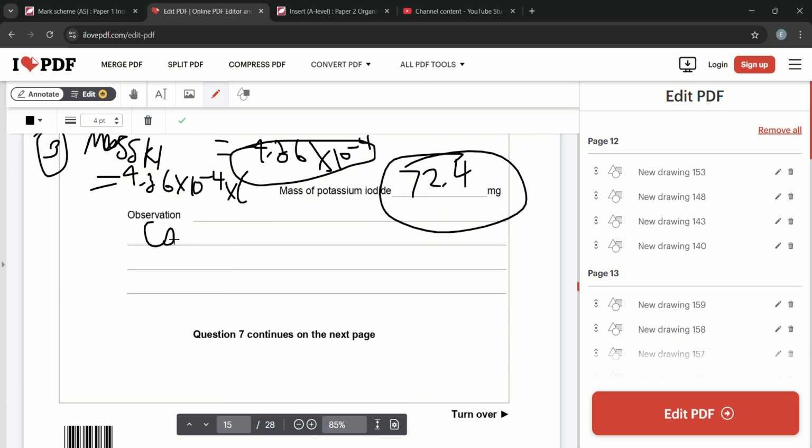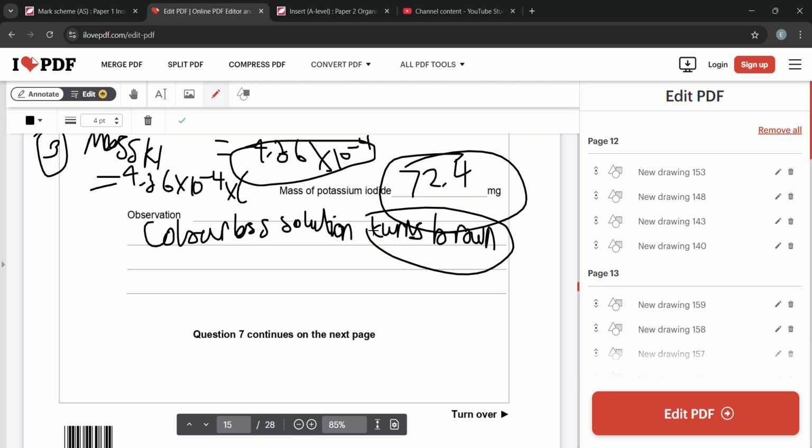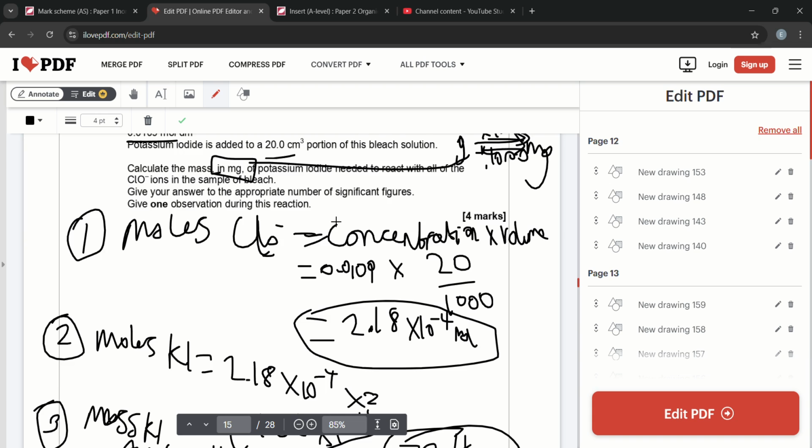The observation, well, it's potassium iodide, so the colorless solution turns brown, or you could just say turns brown, because remember iodine.